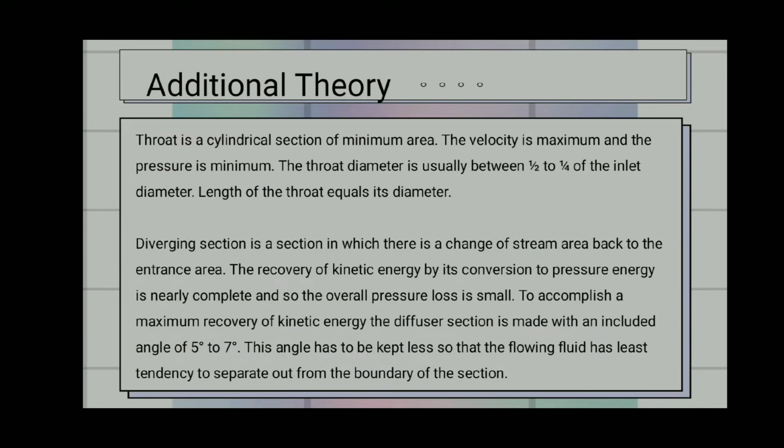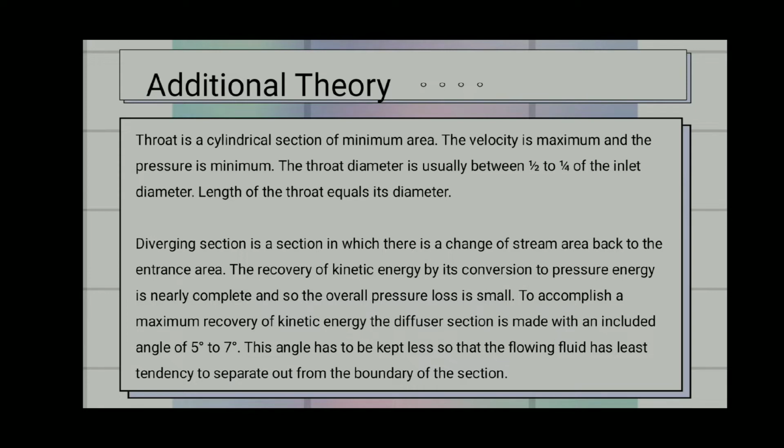Throat is a cylindrical section of minimum area. The velocity is maximum and the pressure is minimum. The throat diameter is usually between 1/2 to 1/4 of the inlet diameter. Length of the throat equals its diameter.